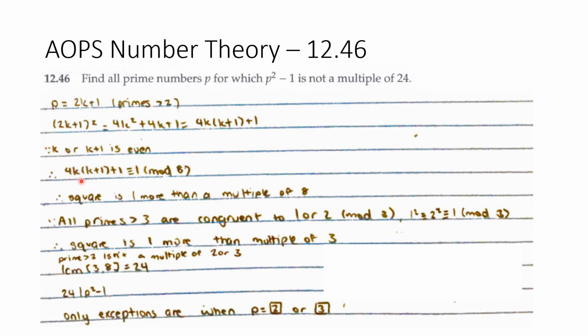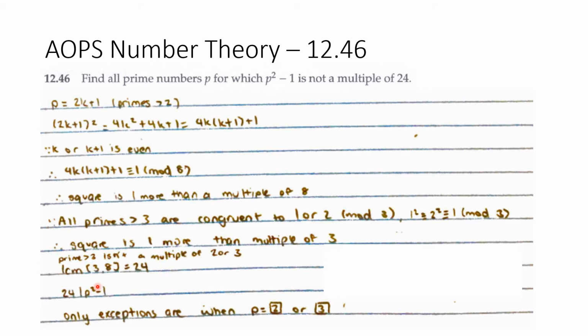Since k(k plus 1) is even, times 4 makes it a multiple of 8, and since there's a plus 1, it's congruent to 1 in modulo 8. So the square is 1 more than a multiple of 8. Since all primes greater than 3 are congruent to 1 or 2 in modulo 3, and 1 squared is congruent to 2 squared, which is congruent to 1 modulo 3, the square is 1 more than a multiple of 3. Primes greater than 3 are not multiples of 2 or 3, so the LCM of 3 and 8 is 24.